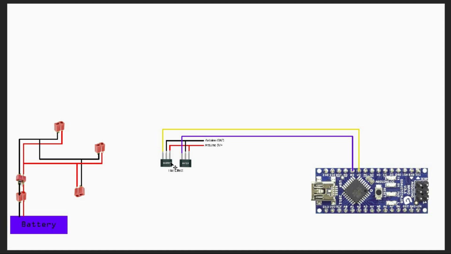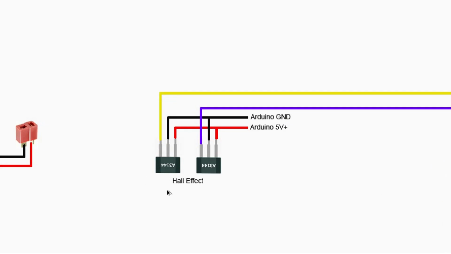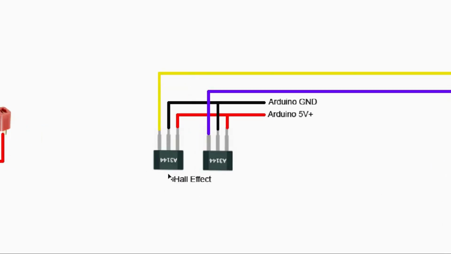So I have 2 Hall sensors. Okay, so it's the A3144, a simple Hall sensor over here. Each of them will have 3 pins. One you connect to a 5 volt, one connect to the ground.